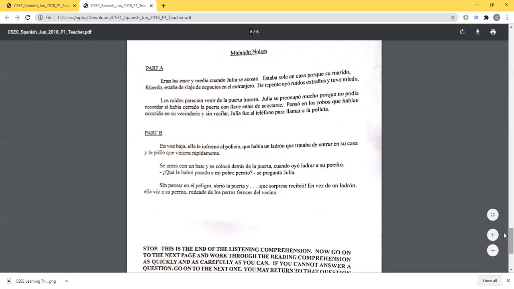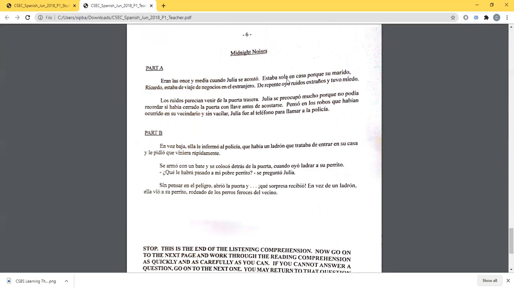Eran las 11:30 cuando Julia se acostó. It was about 11:30 when Julia was going to bed. When Julia went to bed. Estaba sola en casa porque su marido, she was alone at home because her husband, Ricardo, was on a business trip overseas, en el extranjero. De repente, suddenly, oyó ruidos extraños, she heard strange noises, y tuvo miedo, and she was scared. Los ruidos parecían venir de la puerta trasera. The noises seemed to come from the back door. Puerta trasera is back door. Julia se preocupó. So Julia was worried, she was very worried.